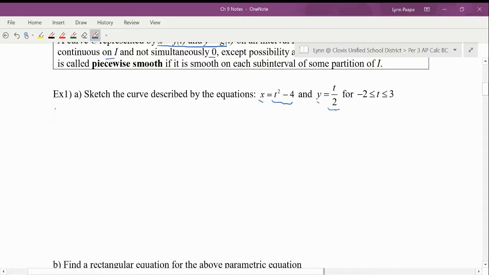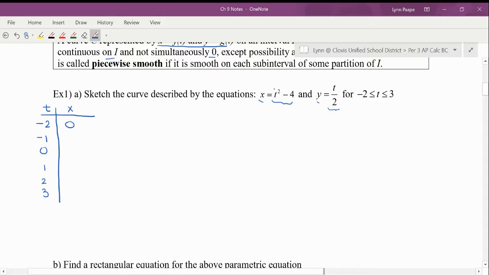And so I'm just going to do a t chart over here. So typically we would have x and y, right? So t is our independent variable. So we're going to choose values of t between -2 and 3. And so I'm just going to do the integer values here. And then we're going to find values of x, and we're going to use this equation here. So x is t squared minus 4. So I'm going to take t and replace it with each of these values. So I'll do -2 squared, which is 4 minus 4, which is 0.